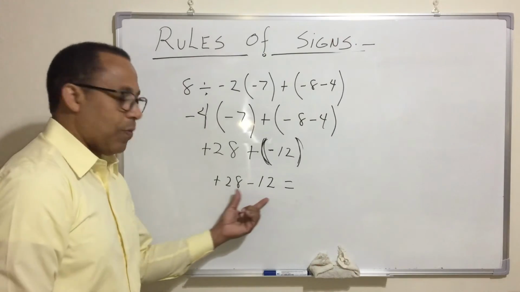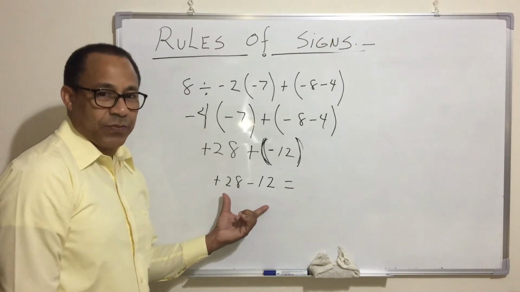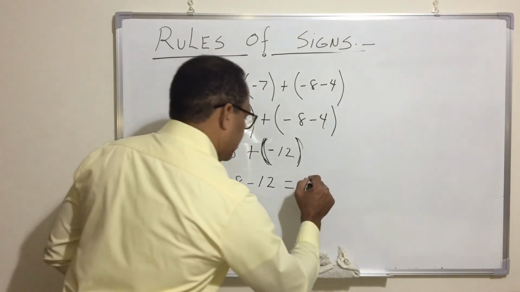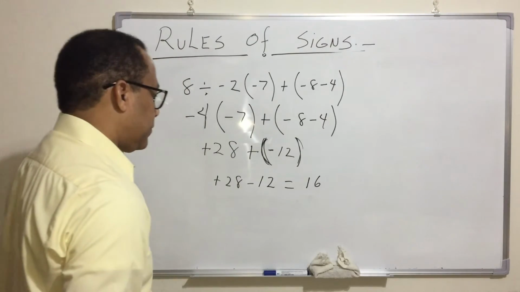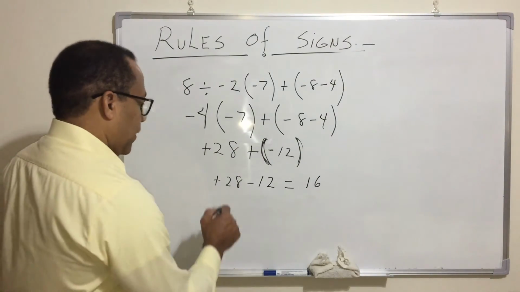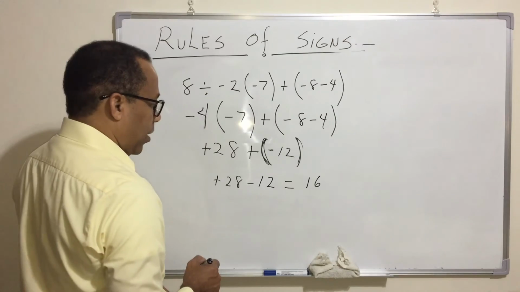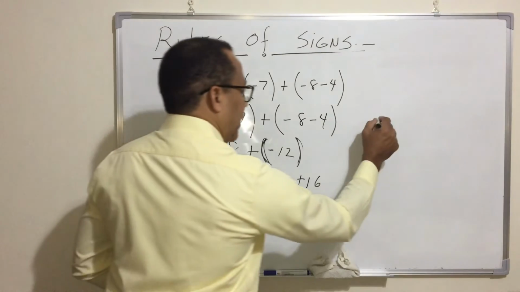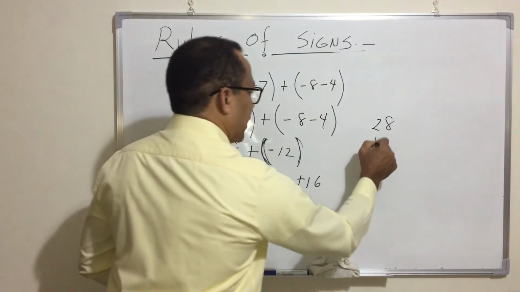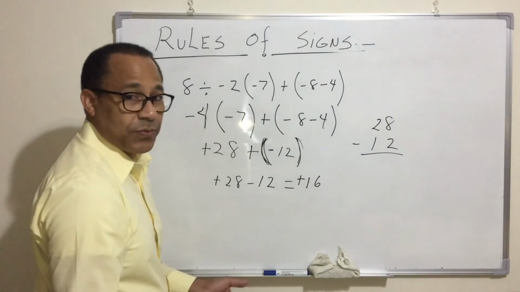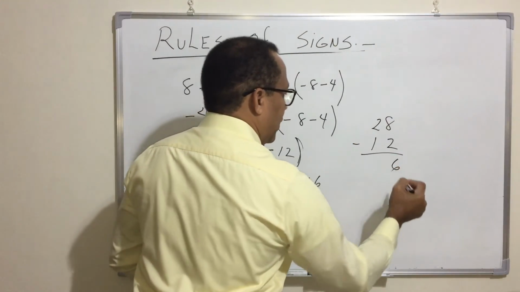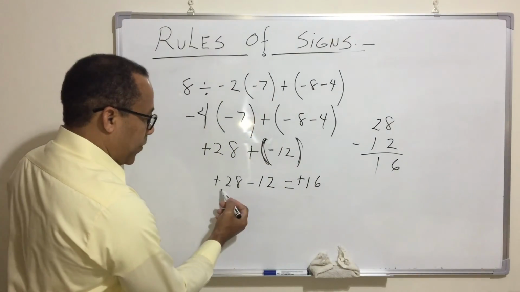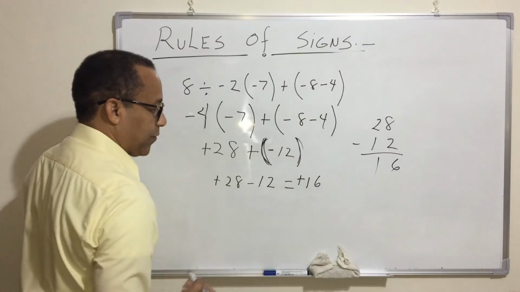Equals. There's no more multiplication here. This is adding and subtracting again. Again, the rule says subtract the numbers. 16. And you copy the sign of the greatest of the numbers, which is positive. Let's make sure we are subtracting this correctly. It's just a subtraction. 8 minus 2 is 6. 2 minus 1 is 1. 16. Subtracting the numbers and copy the sign of the greatest, which is positive.